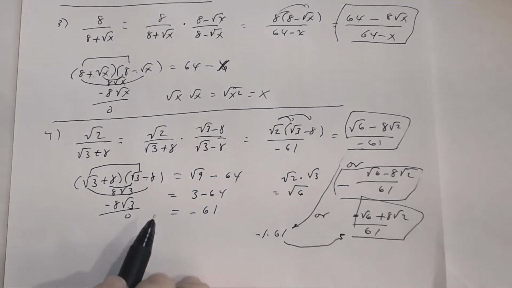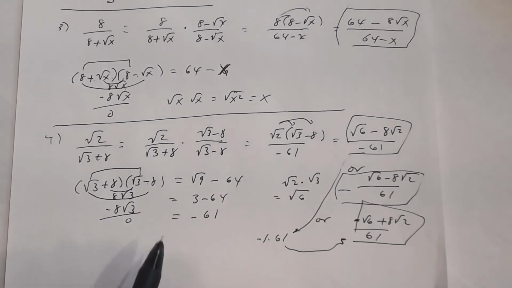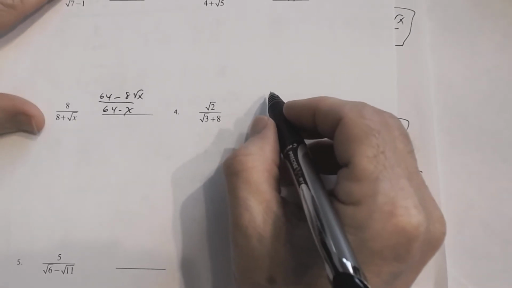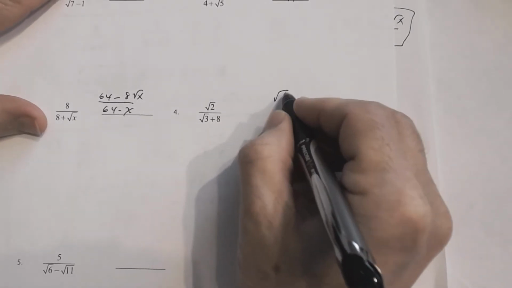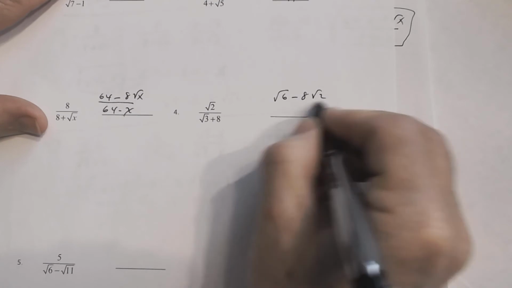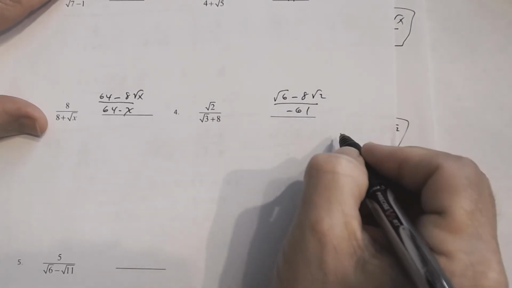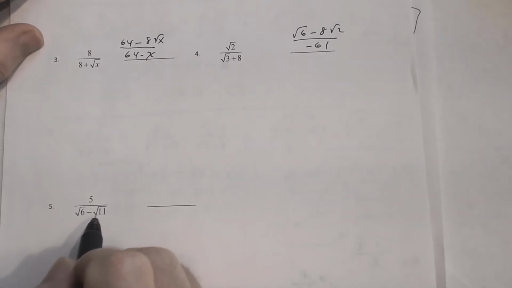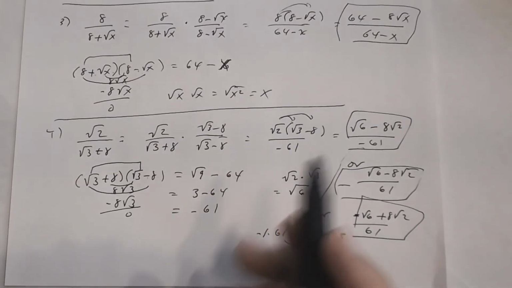All right, so that's number 4. So for number 4, I'm going to write the answer as the square root of 6 minus 8 square root of 2 divided by negative 61. And then finally, if you look at number 5, you have 2 radicals in the denominator, 2 square roots. So let's see how that looks.